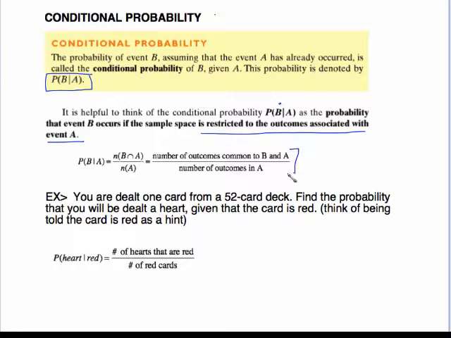I don't even use this formula. What I use is the idea right here. We're going to restrict our sample space to be what has happened with the event A. So let's look at an example which will probably help you understand better than the definition.